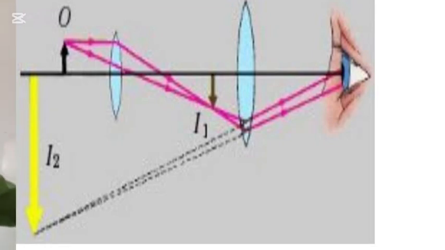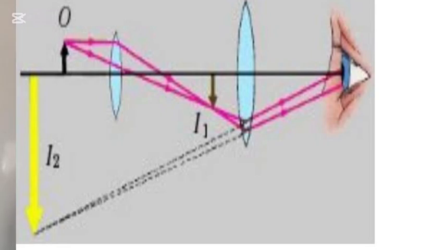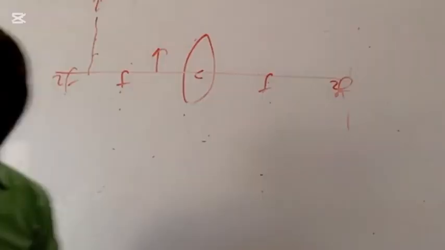As you can see from the diagram, we form an inverted image. That image will now serve as the object for the eyepiece. Then the eyepiece will magnify it again. As you can see, this is the final image. So that is how a compound microscope works.